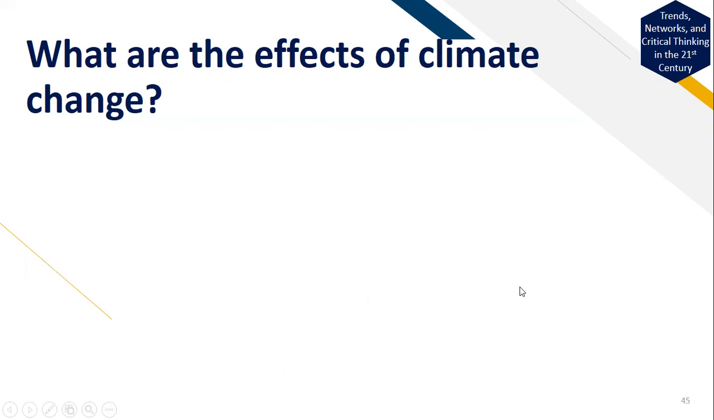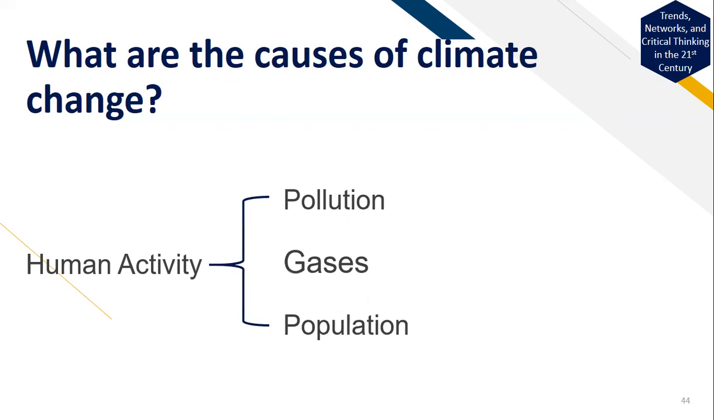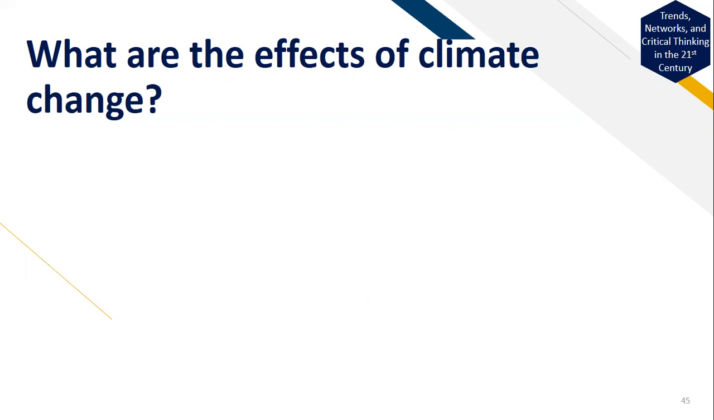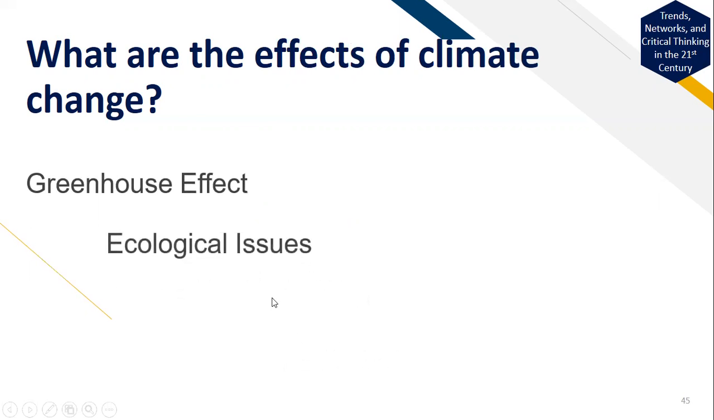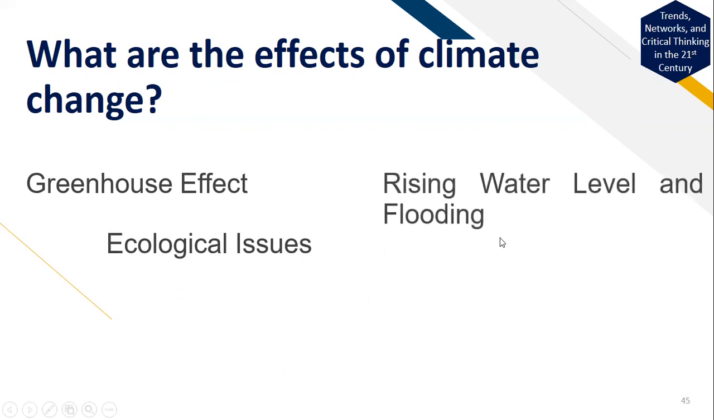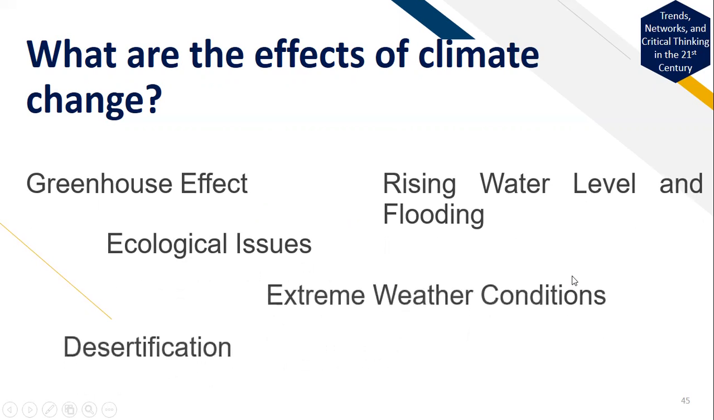Okay? So what are the effects of climate change? So kung kanina, what are the causes? This one is what are the effects? So cause and effect. So number one is of course greenhouse effect, ecological issues, ayan, rising water level and flooding, extreme weather conditions, desertification, and changes in vegetation.